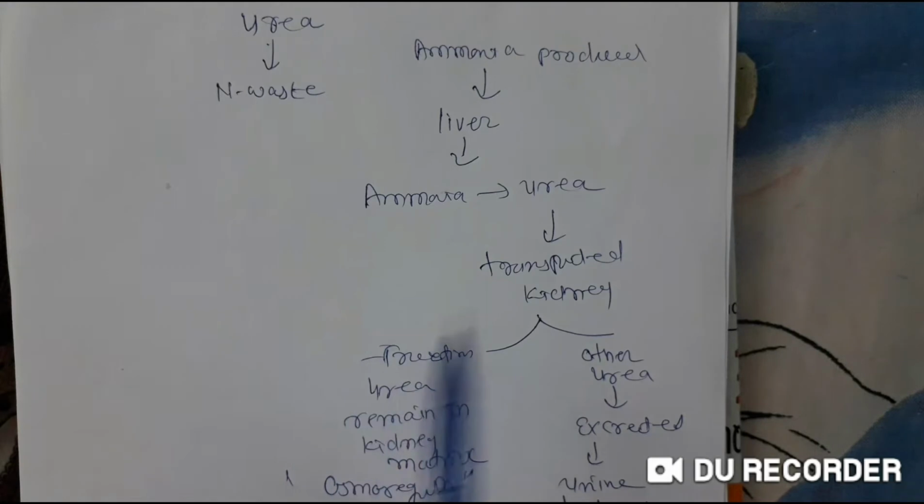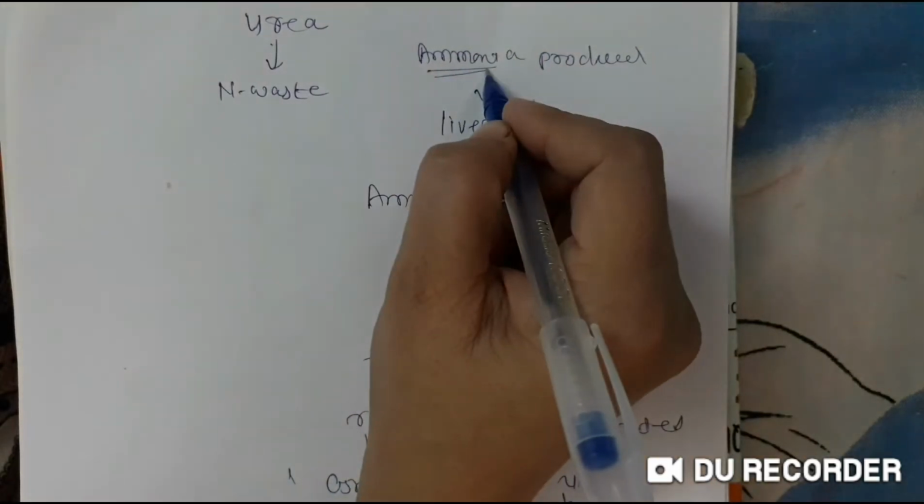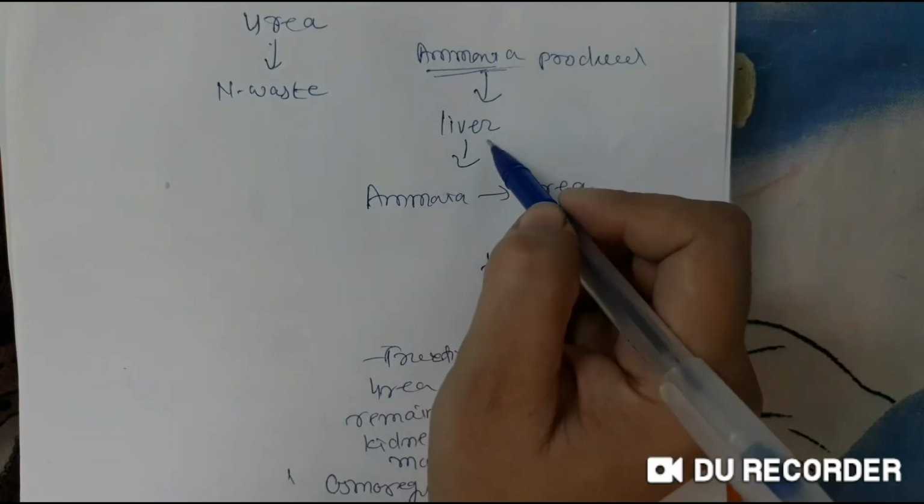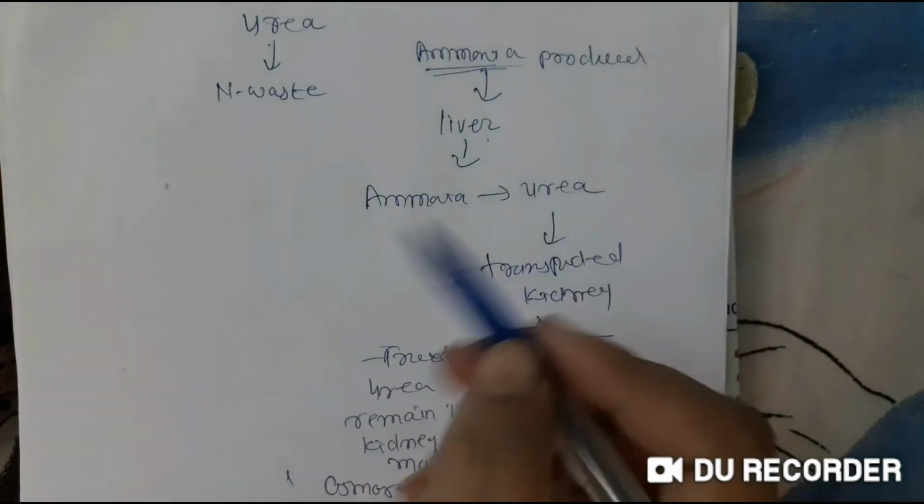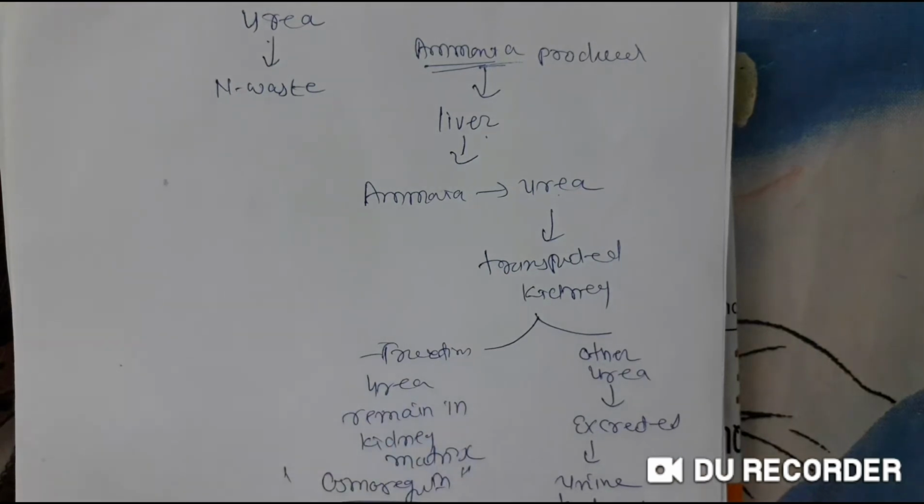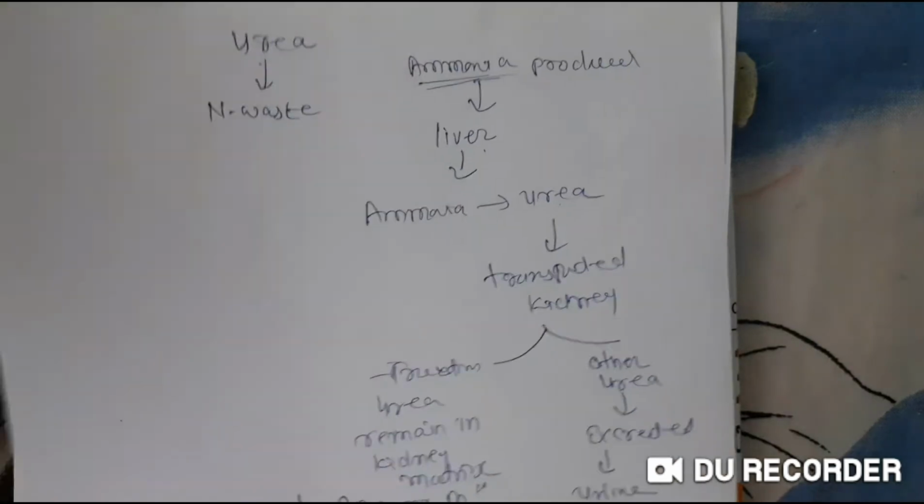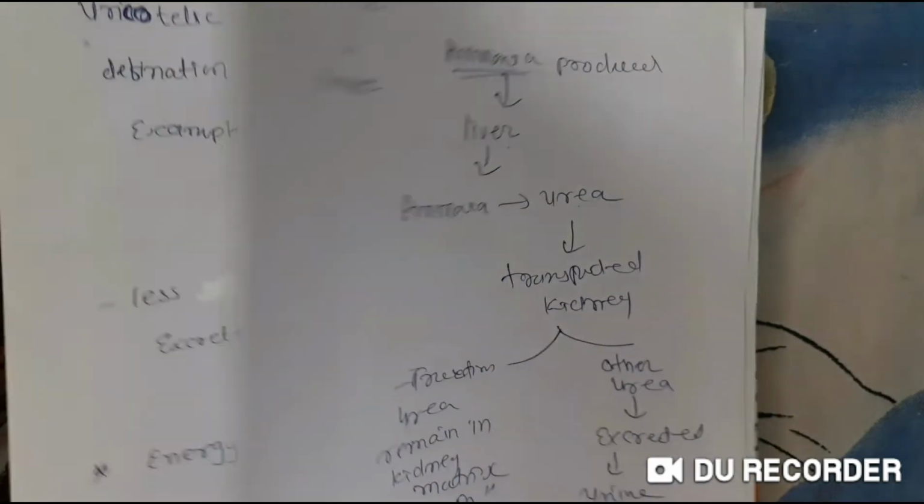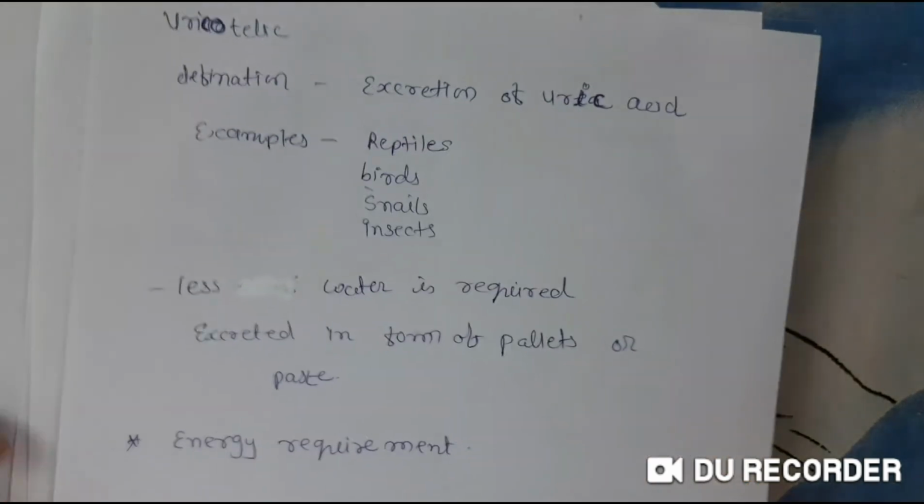Urea is a nitrogenous waste. Normally, ammonia is produced only by metabolic activities. It is transported to the liver. The liver converts ammonia to urea. A fraction of the urea remains in the kidney and the other urea is excreted. Am I clear to you? It is very important. Then last is the uricotelic animals.